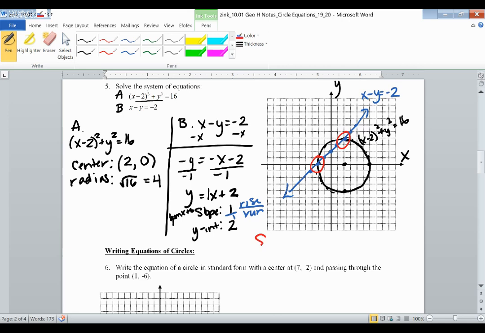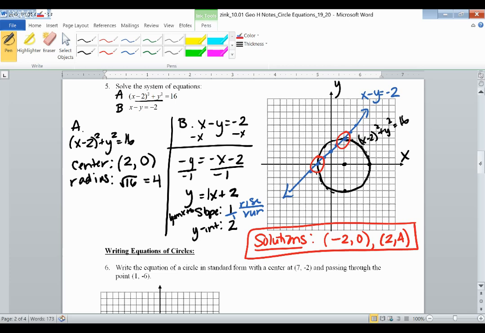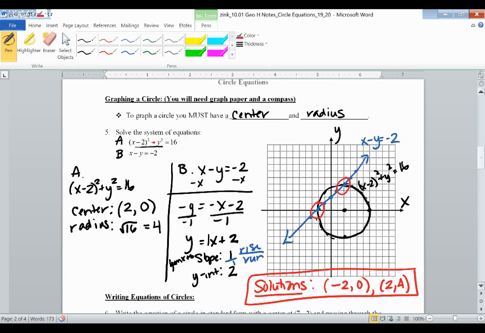The other thing is a lot of students on these forget to write out their answers. So really, really important to actually write what the coordinates of those 2 points are. So we have that one point at -2, 0, and the other point at 2, 4, because those are my answers. That's where, for a system of equations, we solve it, meaning we want to find where they intersect, where they're equal to each other. And they're equal to each other at these 2 points.